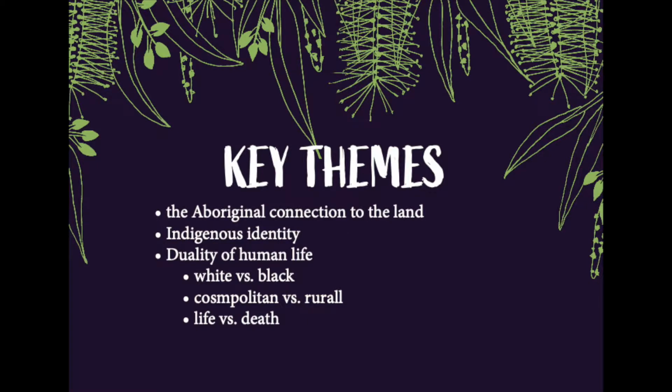When we began this process, we decided to focus on the key themes of the book. From reading it, an overriding theme focused on the Aboriginal connection to the land and the importance of identity in the Aboriginal culture. Other common themes included the duality of human life in white versus black, cosmopolitan versus rural, and life versus death. We decided to focus on the Aboriginal connection to the land and the conflict in achieving this in a modern era. Our book cover, 12-page zine, and poster convey some of these themes in unique ways.